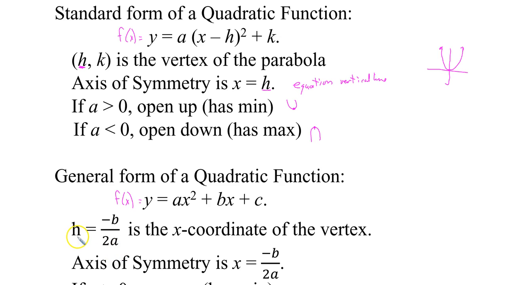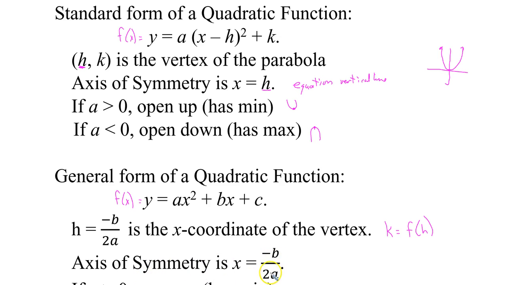So the h part of my vertex, or the x-coordinate for my vertex, is negative b over 2 times a. To find the y part, or the k part, we're literally going to plug this value in for x, okay? So the k part of the vertex is to find f of h. So let x be equal to whatever we find here, and we'll find that value. We're going to do several of these, so you're going to get really good at this.